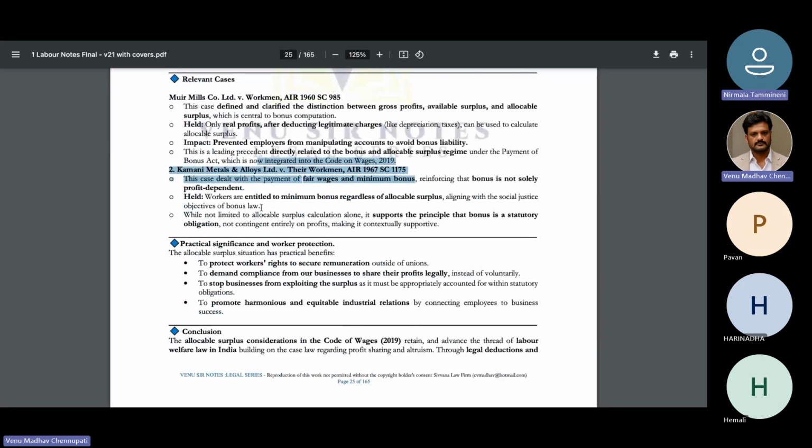Correct. This is aligning with the social justice objectives of the bonus law, they also said. That's what I'm saying. The Code on Wages 2019 has overwritten this principle then.